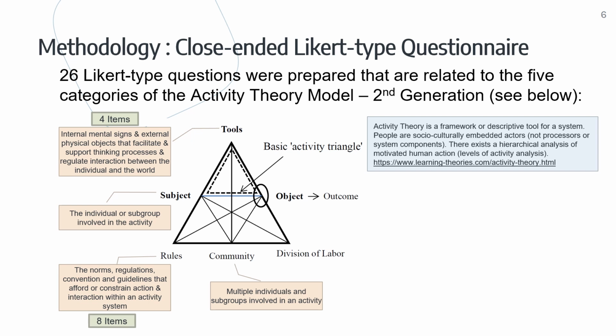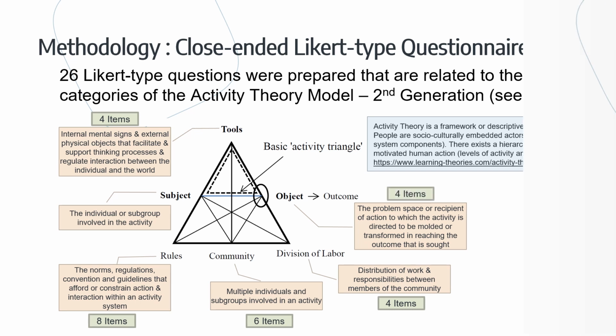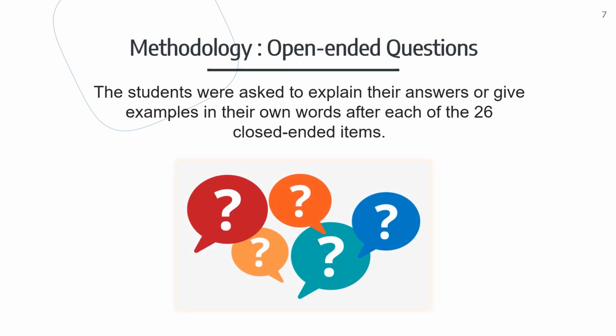Next is community, where multiple individuals and subgroups are involved in an activity. There are 6 questions. Division of labor is the distribution of work and responsibilities between members of the community. There are 4 questions. And lastly, the object or the outcome, where the problem space, or recipient of action to which the activity is directed, is molded or transformed in reaching the outcome that is sought. There are 4 questions. There are also open-ended questions where the students were asked to explain their answers or give examples in their own words after each of the 26 closed-ended items.